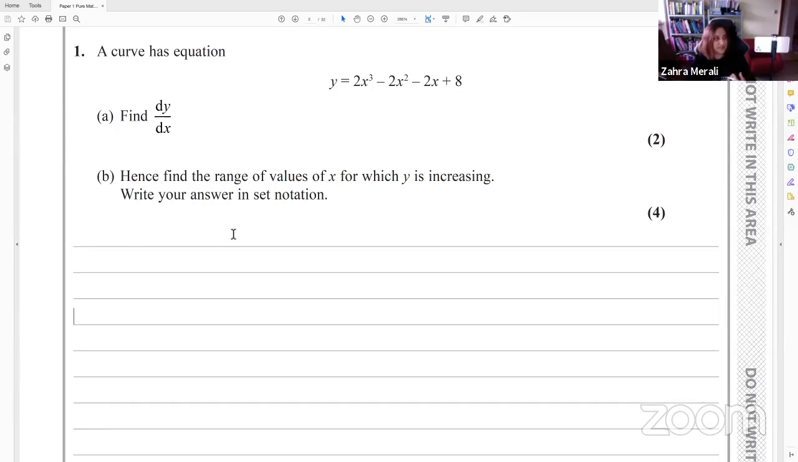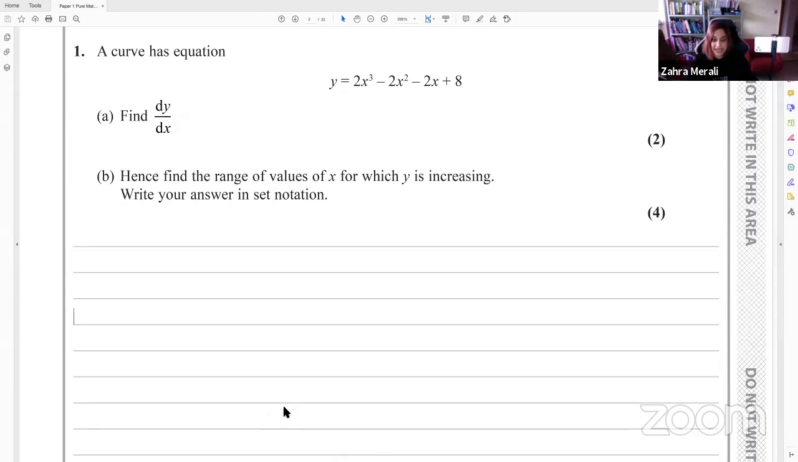So some of this, if you're looking at it and you're a GCSE student, you might not have come across. But if you've learned the higher spec, you'll find a lot of it familiar. So this first question, we have a curve and you have to differentiate.